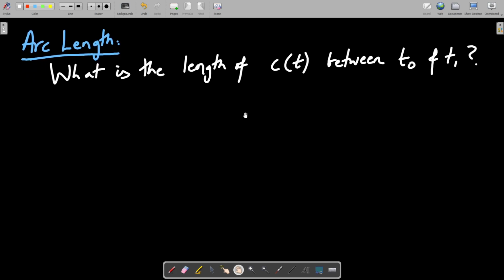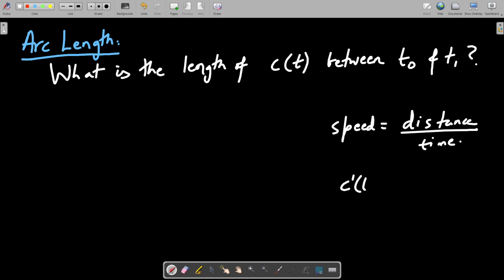Now what do you know over here? We know some formulas involved. We know that speed is equal to distance upon time. So for any point which lies in between T0 and T1, what will be the speed? It will be the norm of C prime of t. Distance is what we are trying to find out, that's the length of the curve, and time is the time which it has traveled, t.